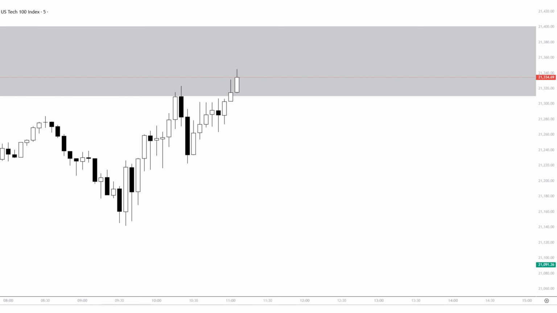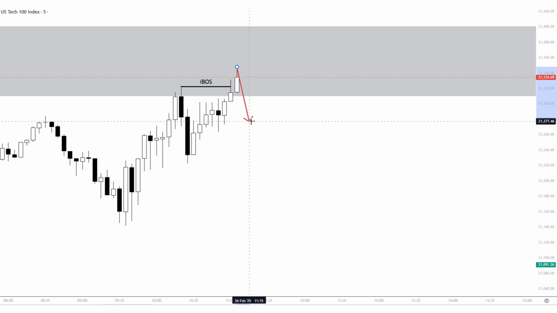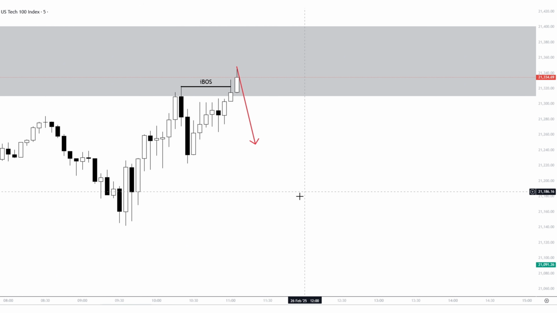Here we got an upside continuation, so a bullish internal break of structure. After a break of structure, we expect a pullback phase, and then we see if the market forms a lower high. That means we get a swing failure, and in that case, we would look for a breakdown of the last internal lows. Or if the market continues the upside momentum and breaks structure into a new high.